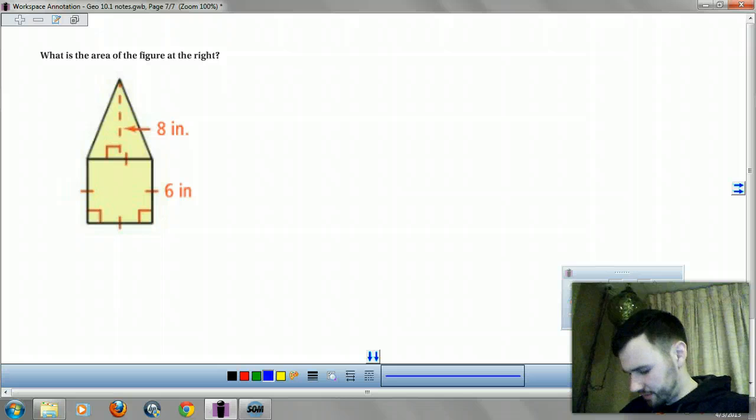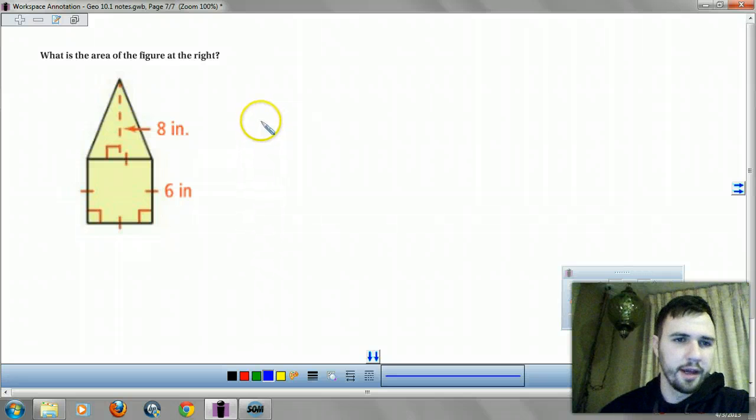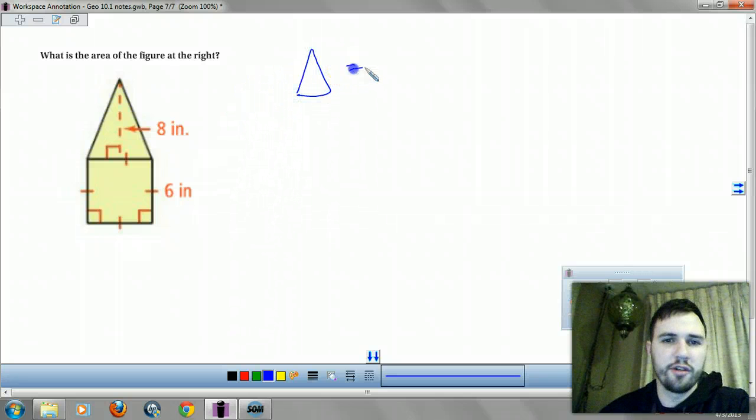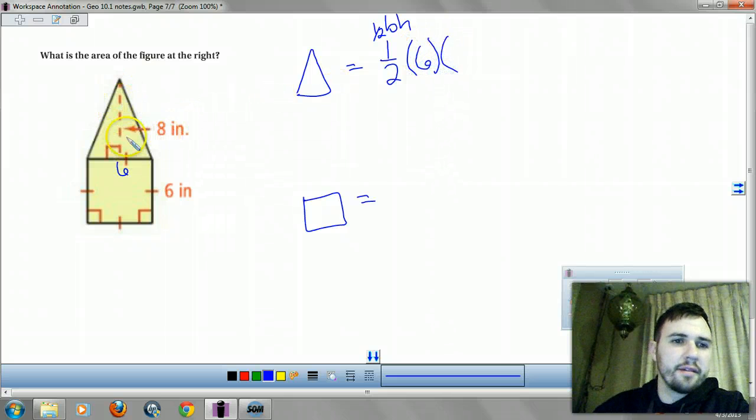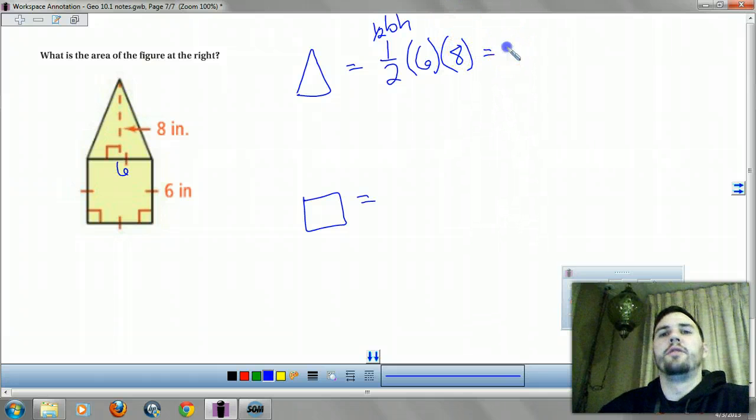Let's find the area of this figure. First, we're going to break this up into 2 parts. Our triangle and our square. Well, the triangle formula is 1/2 base times height, right? My base on this piece, well, if this is 6, this will also be 6. So my base is 6. My height is right here, perpendicular, it's 8. So let's see, that's 3 times 8, which is 24 inches squared.